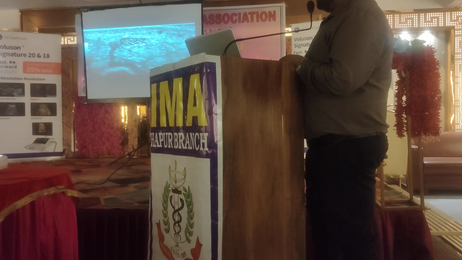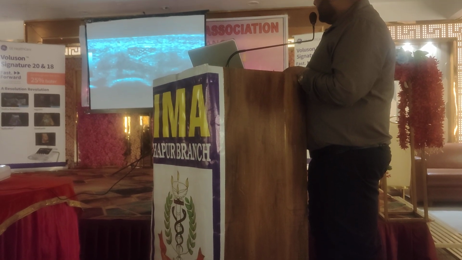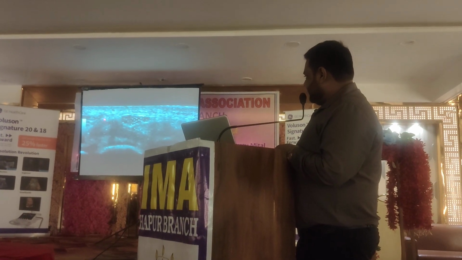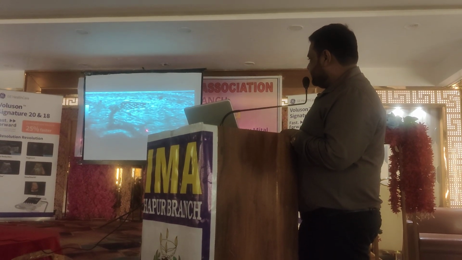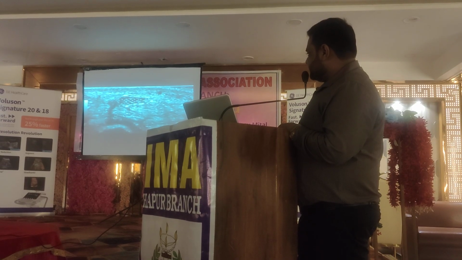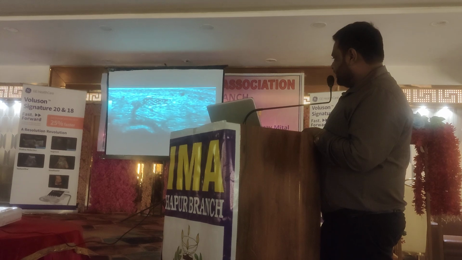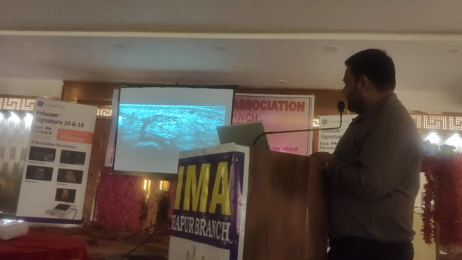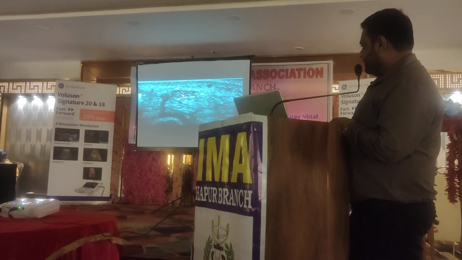Now in carpal tunnel, what happens, like I am showing you these two images. All this dark portion are tendons, and if we toggle our probe it becomes echogenic. This is how we differentiate nerve from tendons: on toggling the probe it becomes hypo, hyper, hypo, hyper, but the nerve remains hypo or dark.